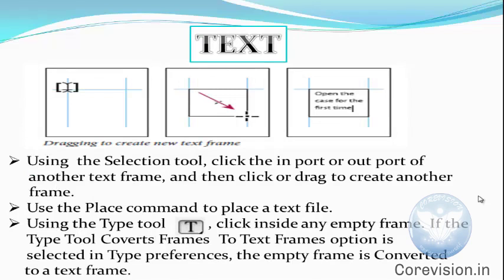This is an example of dragging to create a new text frame. Using the Selection tool, click the in port or out port of another text frame and then click or drag to create another frame. Use the Place command to place a text file.